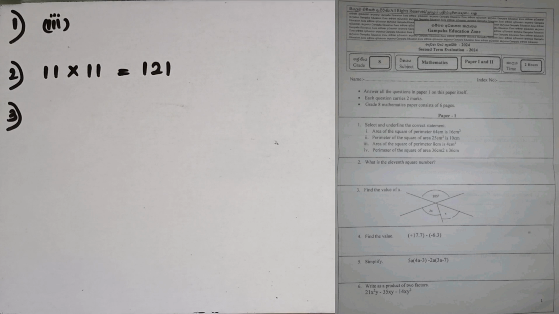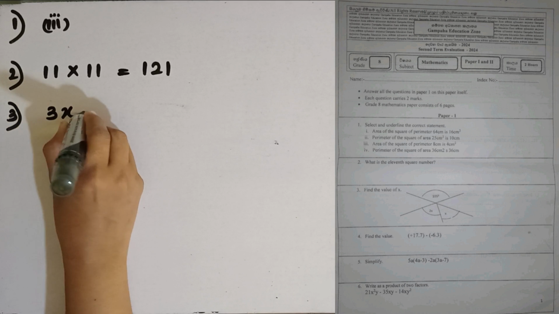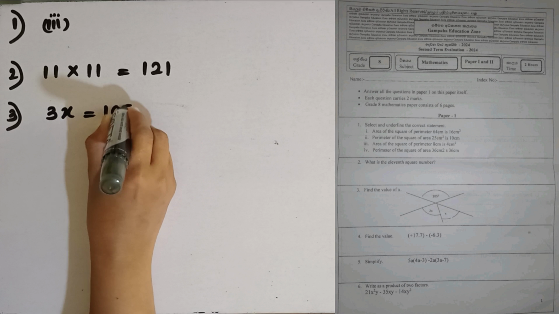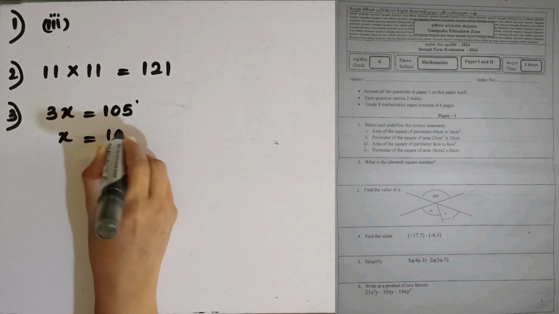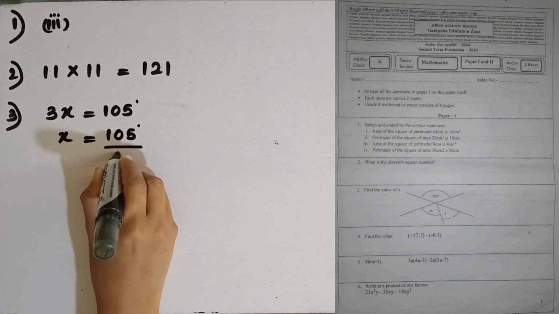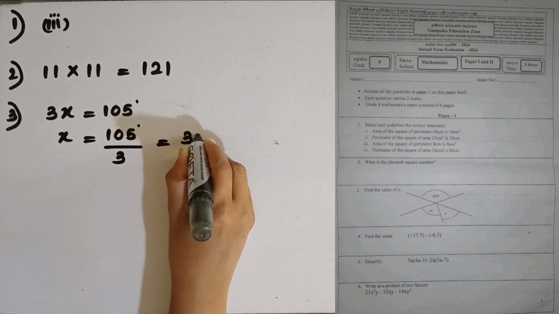Question number 3. Find the value of x. In the given diagram, we can find a pair of vertically opposite angles. 2x plus x, the total angle is equal to 105. So we can write the equation 3x equals 105 degrees. Then x equals 105 degrees divided by 3. Then the magnitude of x is 35.